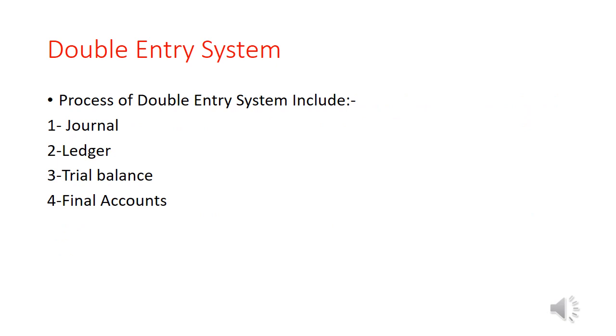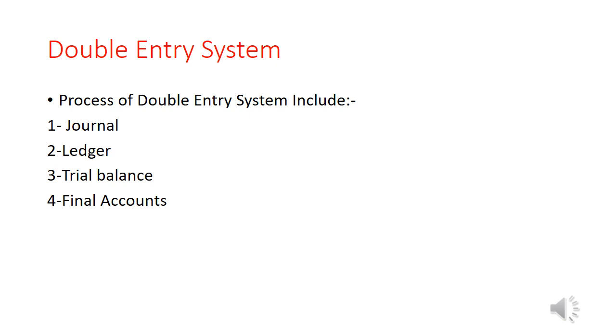Process of double entry system includes journal, ledger, trial balance, final account. Now we can discuss what is journal. First of all, transactions are recorded in a book known as journal. Second step is ledger. In the second process, the transactions are classified in a suitable manner and recorded in another book known as ledger. Third one is trial balance.